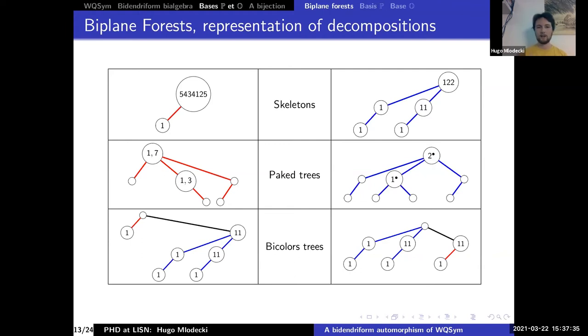I just want to explain what is a biplan tree. A biplan forest is a sequence of biplan trees. And a biplan tree is a fusion between a binary tree and a planar tree. So biplan for binary and planar, because a node of a biplan tree has a right children and left children, and the children are forests of biplan trees. So a node has a left biplan forest as children and a right biplan forest as children. Okay, so it's a fusion between binary and planar.